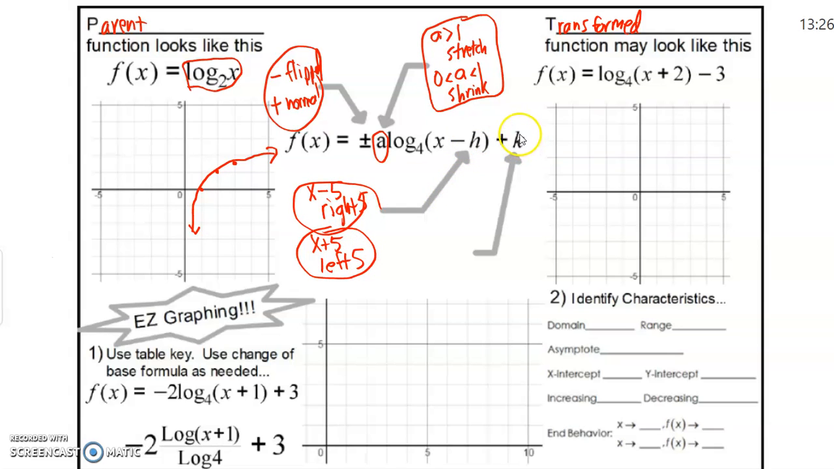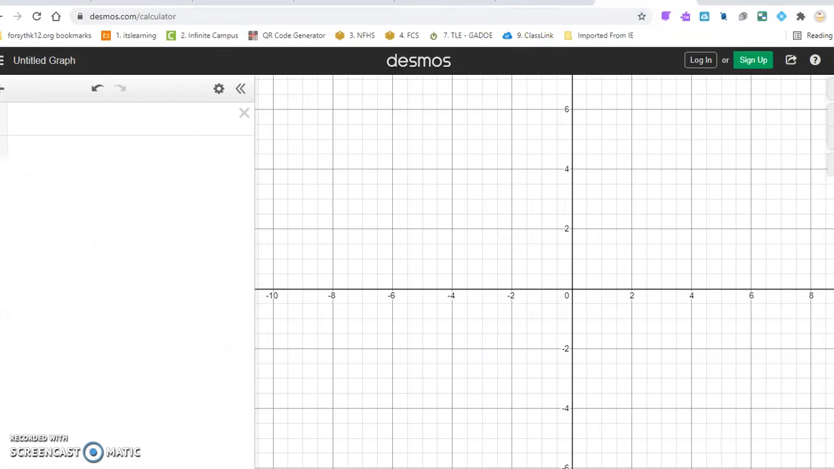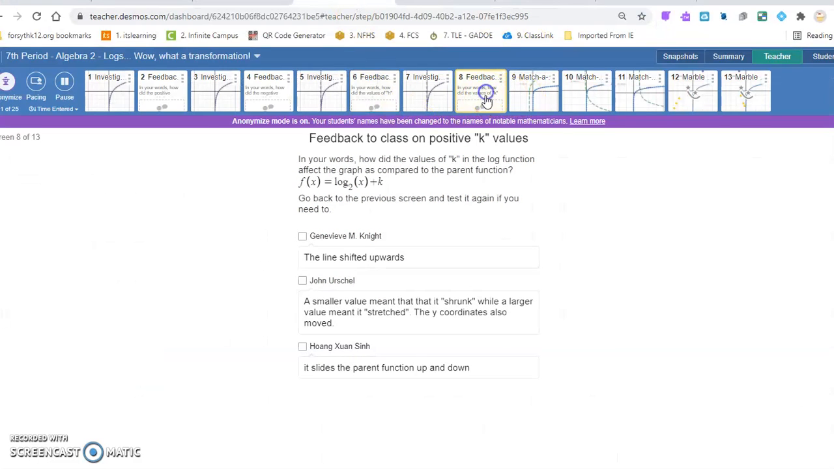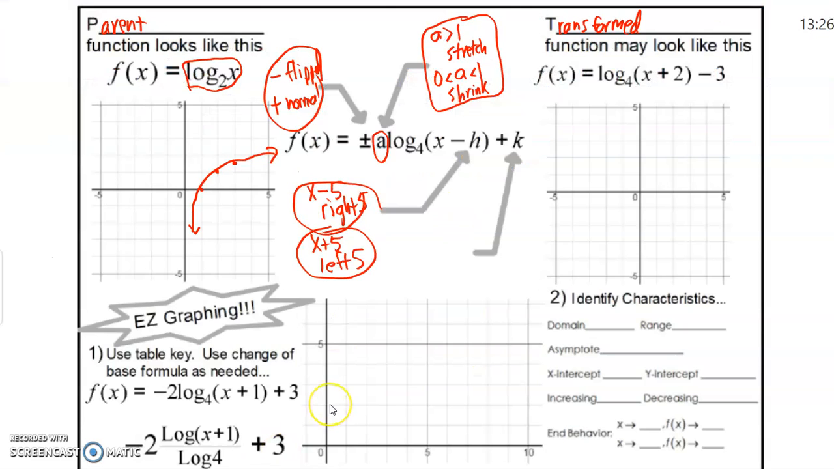And then finally the k, and the k is probably the easiest one to deal with. Let's see if I can pull that up here, sorry. The k, okay, so here's a k, the line shifted upwards. Okay, so positive values, it shifted up. And this person talked about it being a shrink or stretch, but that's more with the A. I understand it's very hard on these log graphs to see what's going on, but the up and down is from the K. So if we have a plus out here, we're going up. If we have a negative, we're going down. Okay, so let's put that into action on this one.